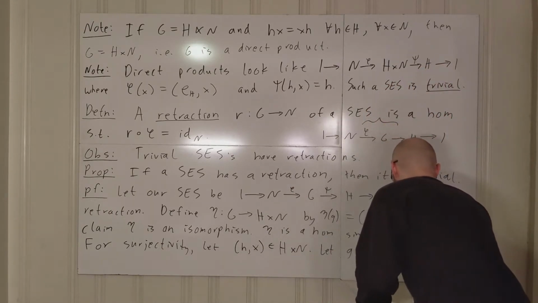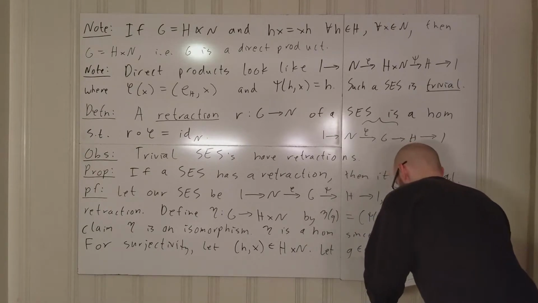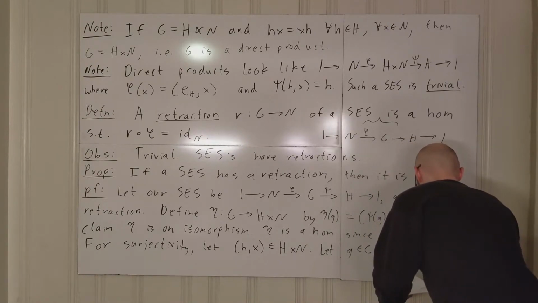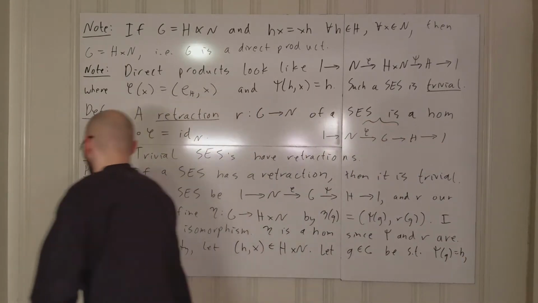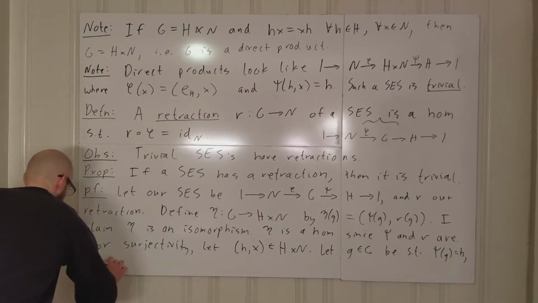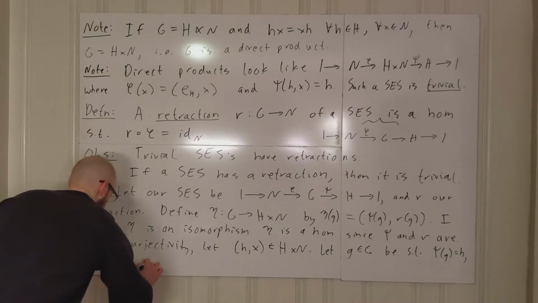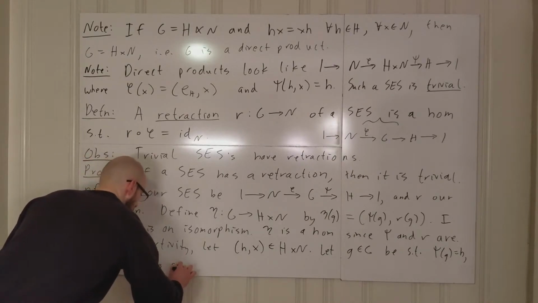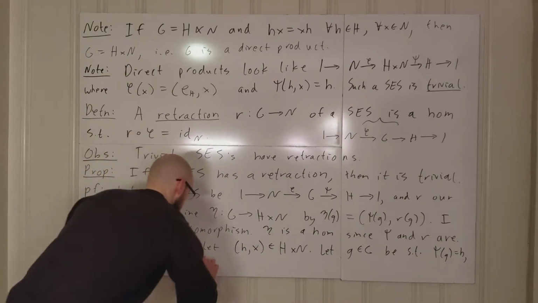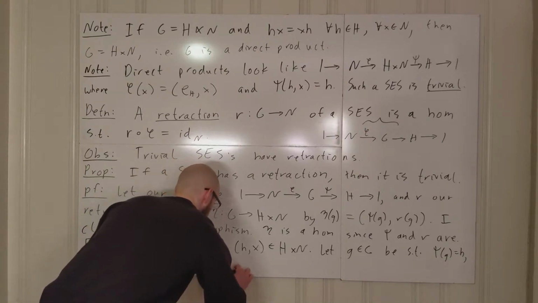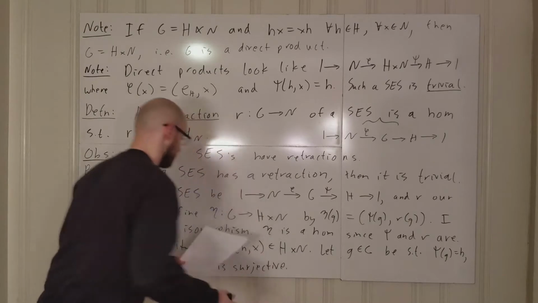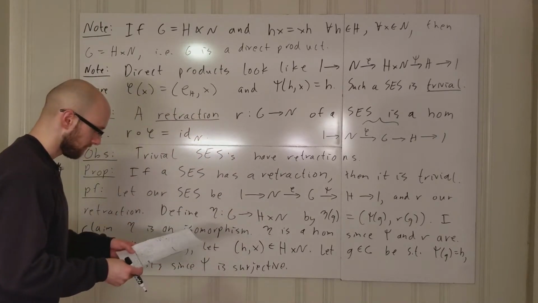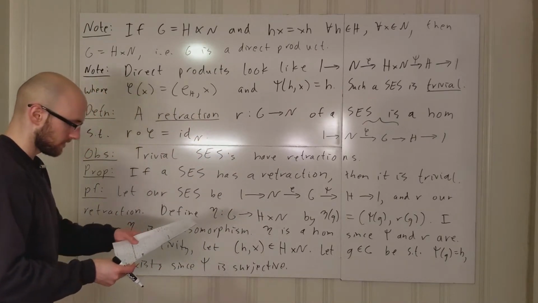We're going to let g be such that psi of g equals h, which exists by surjectivity of psi, which we know because this is a short exact sequence. Okay, so psi is surjective.